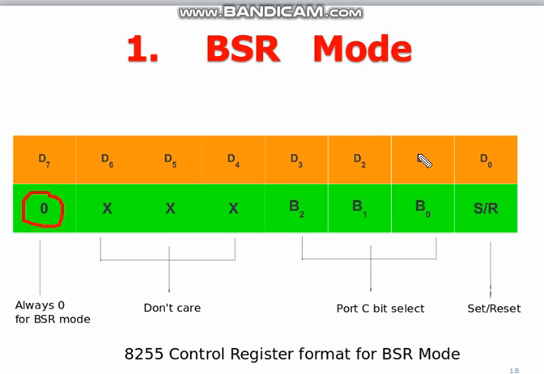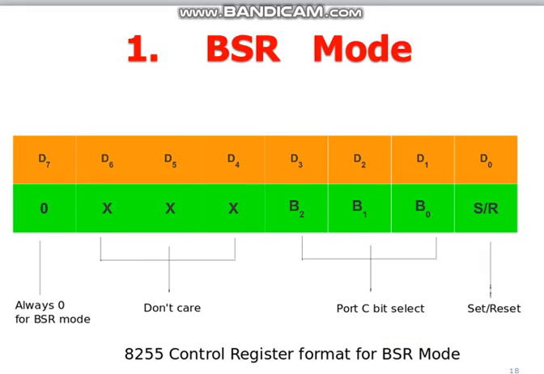And here D1, D2 and D3 are the bits which select my port C bit. So D1, D2 and D3 will be selecting my port C bit. And the set and reset bit will set whether it goes to 1 or to 0. Let me show you what actually happens over here.